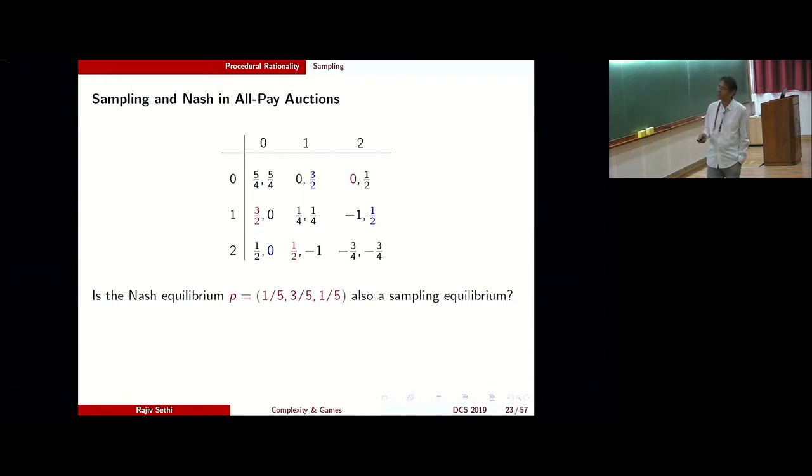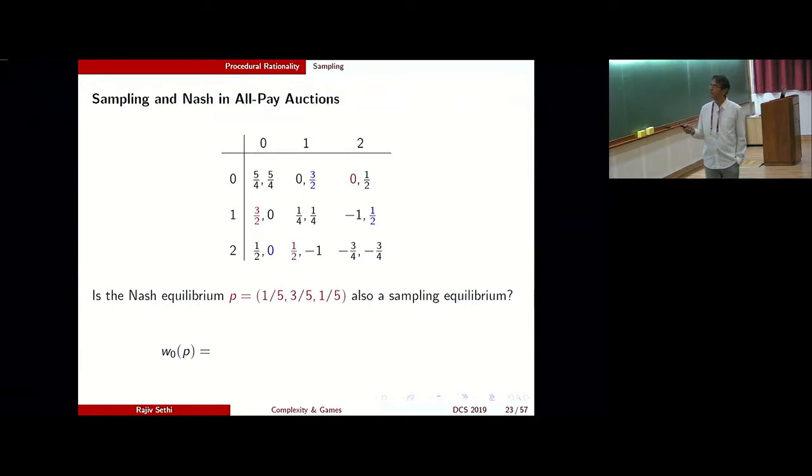So let's try to calculate it. The first thing is to calculate the probability that action 0, or the bid 0, is going to give me the highest payoff if I sample 0, 1, 2, and my opponent is choosing a mixed strategy based on these probabilities. How do we calculate that? What events must occur for 0 to actually give me the best payoff? When I sample 0, I could get 5/4 or 0 or 0. Those are the 3 payoffs that I could receive.